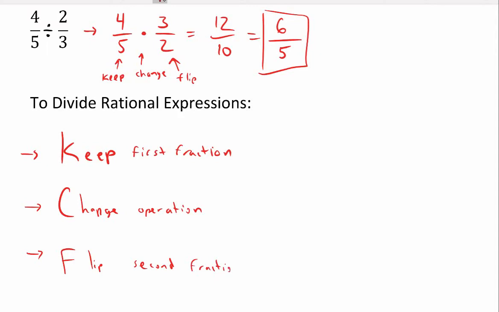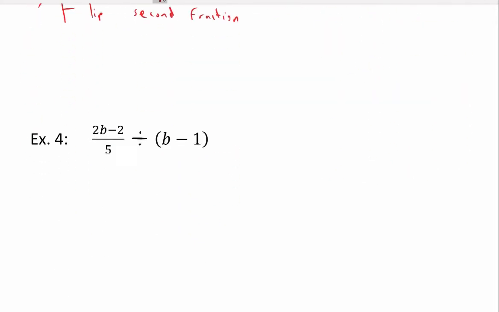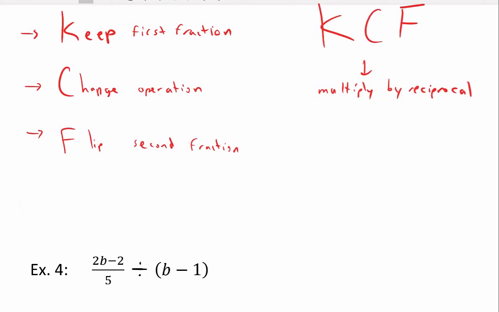So you'll hear me refer a lot to KCF. Has nothing to do with fried chicken, so be careful. It's KCF. You might also hear me say, or you might be thinking, multiply by the reciprocal. Exact same thing, exact same meaning. Okay. So to divide rational expressions, we're going to do the same thing. We introduce letters, x's, y's, and so forth. Nothing changes. We keep the first fraction, change the operation to multiplication, and flip the second fraction. So let's practice KCF, keep, change, flip, multiply by the reciprocal.